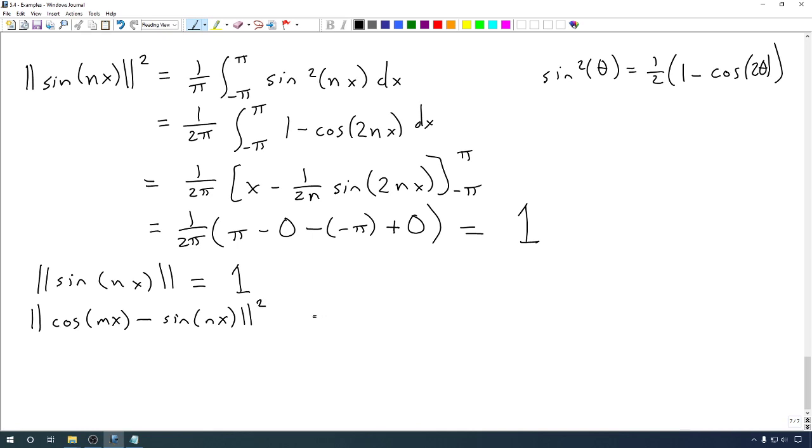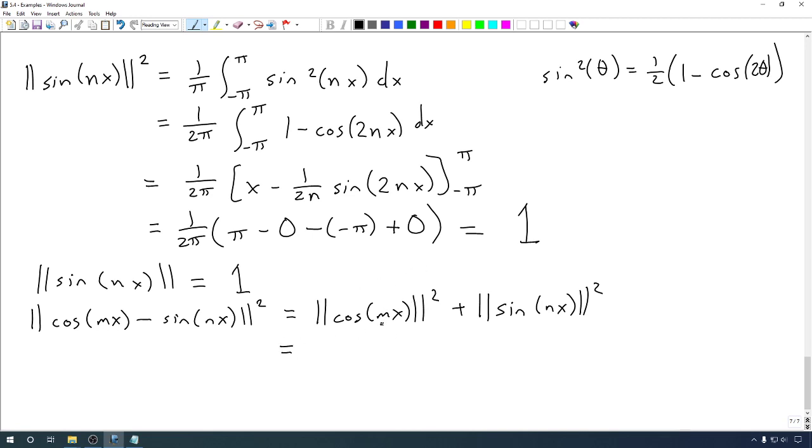If we square this, this is equal to the norm of cosine of mx squared plus the norm technically of negative sine of nx, but the norm gets rid of any negatives anyways, so I'm just going to write this as norm of sine of nx squared. So Pythagorean law works even if you're doing a difference instead of a sum. Same kind of formula.